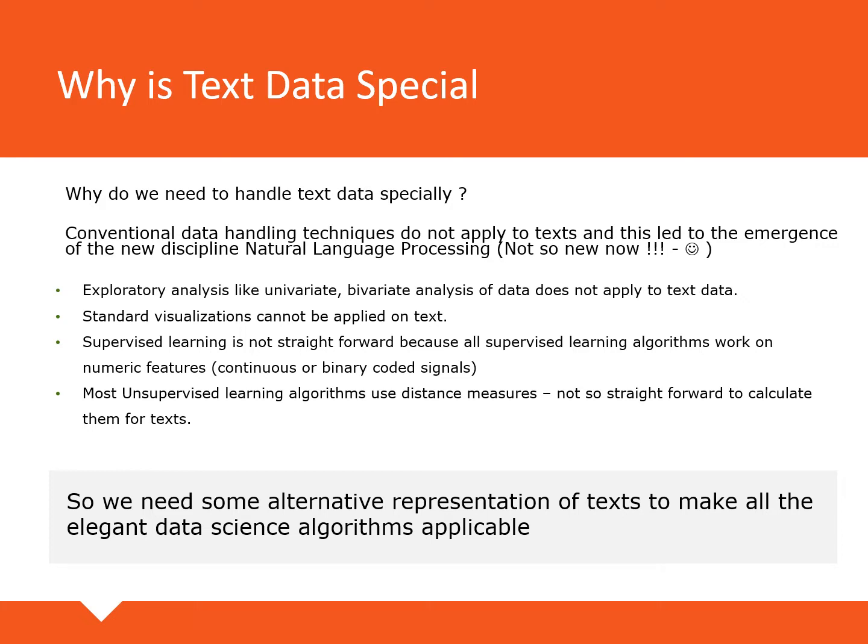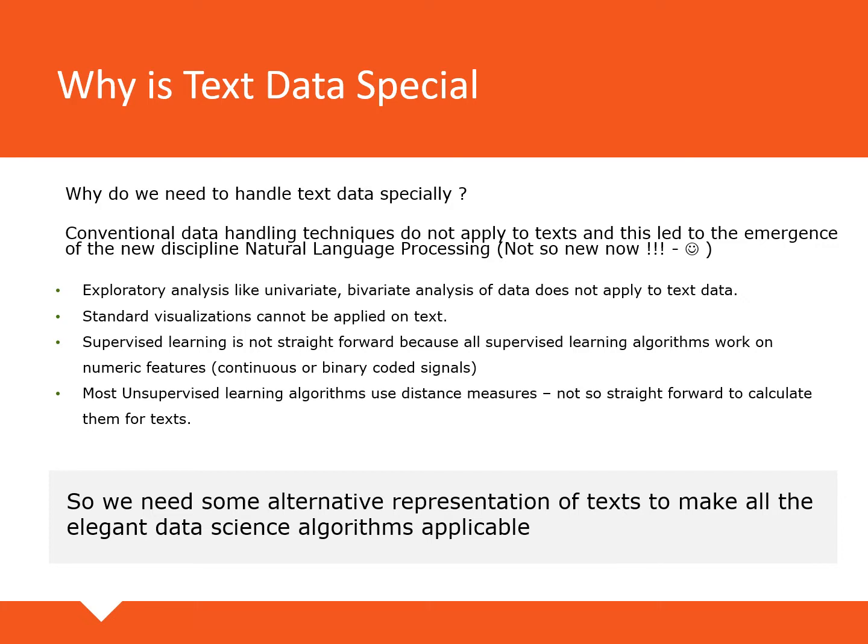Unfortunately, none of these actually work with text data in its native form. With text data, you cannot do univariate analysis, cannot do bivariate analysis. You cannot even apply the supervised learning algorithms directly on text data, right? Because some of them, in fact most of them, use some concept of distance which cannot be applied on texts. So in its very native form, text data is not something which can be dealt with in a way in which we deal with numeric data or categorical data.